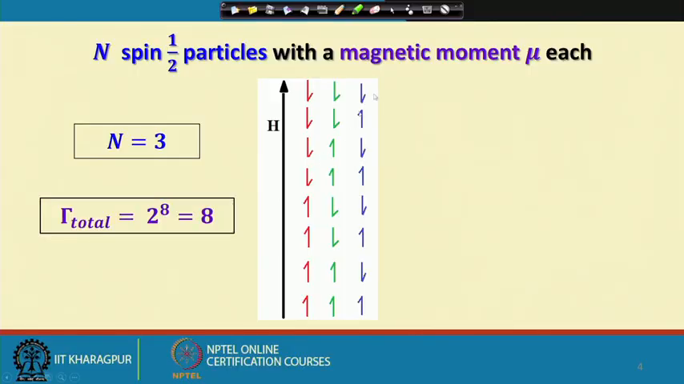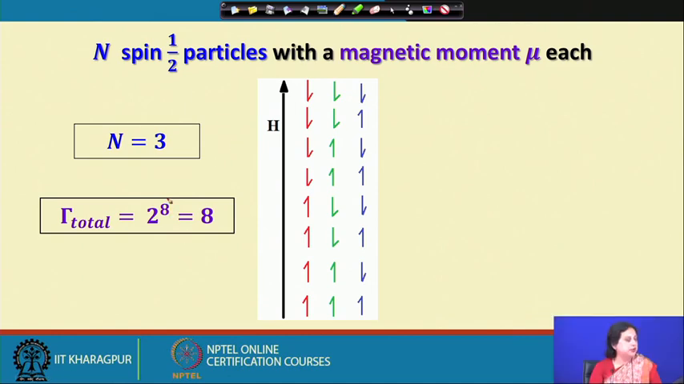Correspondingly, the total number of microscopic states here is now given by 2 to the power of 3. You have 2 states for each particle and you have 3 particles. So, there will be a total of 8 microscopic states, and these microscopic states are tabulated here. This is the microscopic state having the lowest energy, and this is the microscopic state having the highest energy.